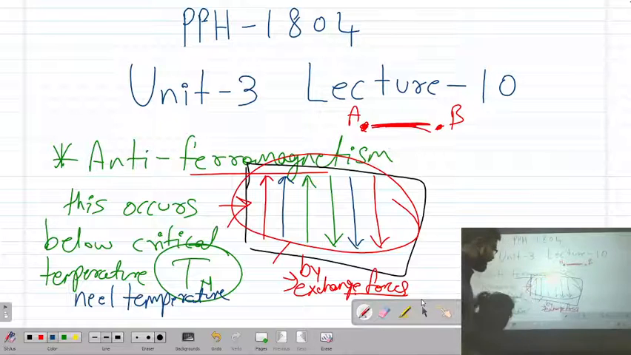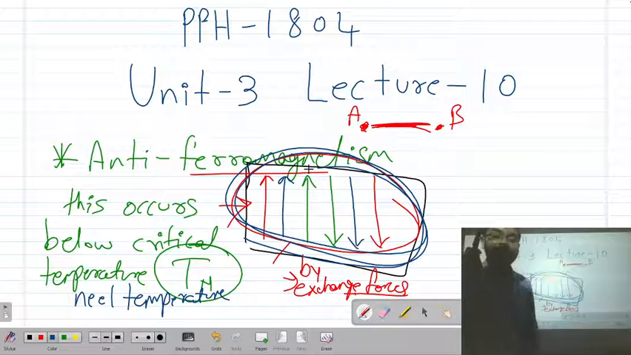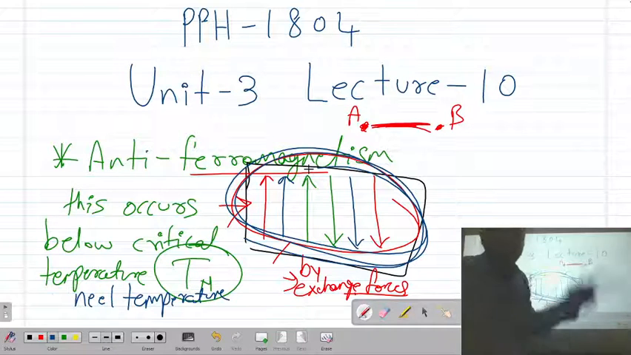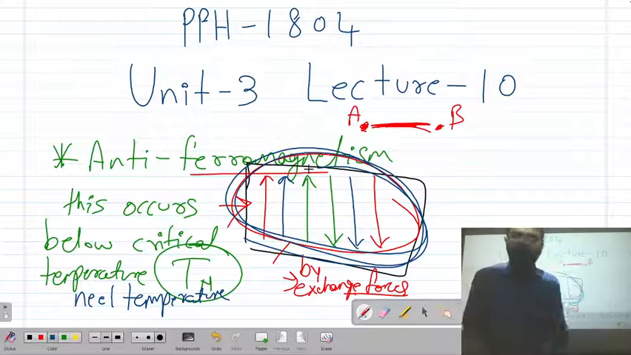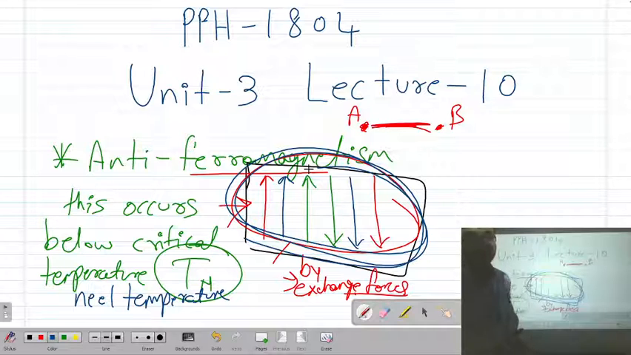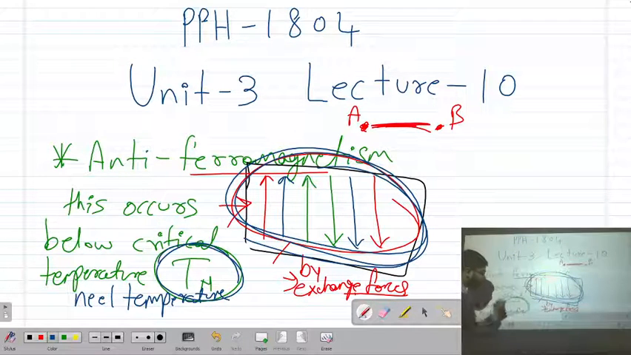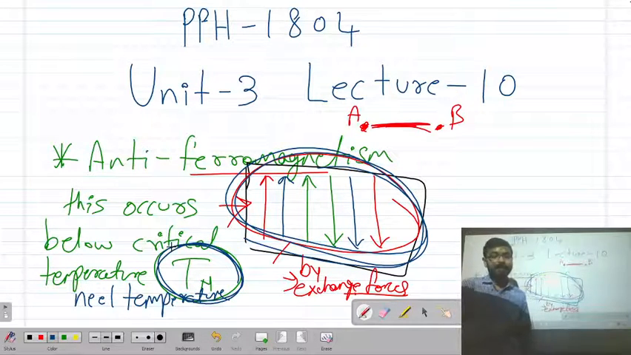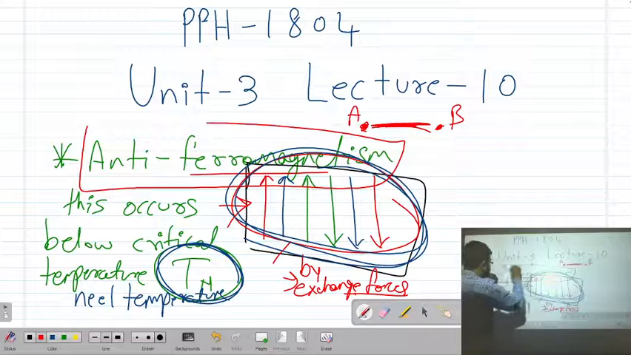This kind of arrangement occurs only below a certain temperature, right? If you increase the temperature, then this kind of arrangement will not be there. It will be disturbed and it may go to ferromagnetism, and by increasing the temperature more it may go to paramagnetism, right? So this is with respect to Tn. If the temperature is below the critical temperature, that is the Néel temperature, then and only then you will have this kind of antiferromagnetism.